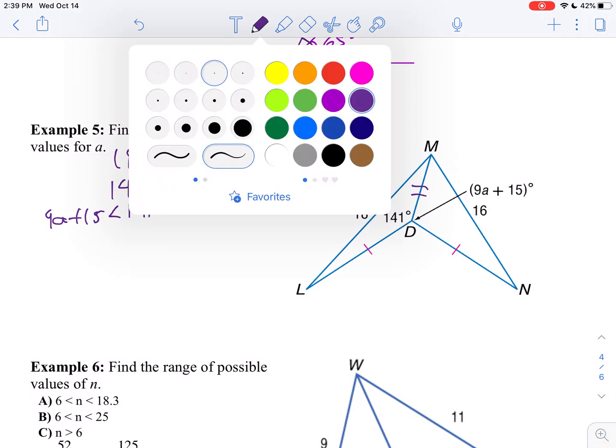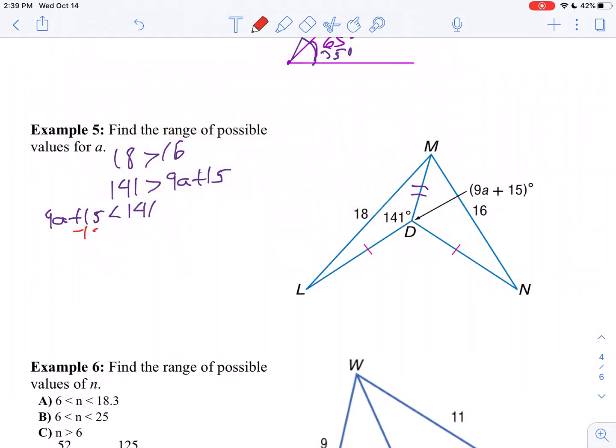Now let's do the algebra. We're going to subtract 15 from both sides. So then we're going to get 9a is less than, let me see, 11 minus 5 is 6, 3 minus 1 is 2, so 126. We'll divide both sides by 9. So a is less than, let me see, 9 goes into 12 once with 3 left over. So 9 goes into 36 4 times. So a is less than 14.